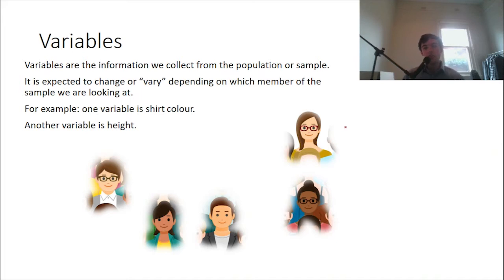Okay. So variables. There's a lot of vocabulary here. I'm sorry about that. But we need to get this out of the way before we can talk about the topic properly. So variables are basically the information we collect from the population or the sample. So let's say one type of information is shirt color and another is height. They're both variables. And you can see that the shirt color changes depending on who I look at. And the height changes. Well, we can't see the heights, but the height would change depending on who you look at. So it changing or varying, that's why it's called a variable. Depending on who I look at, it's different, it changes.